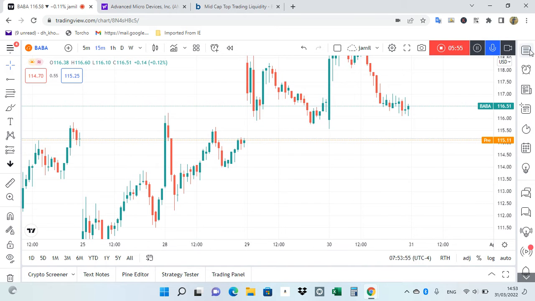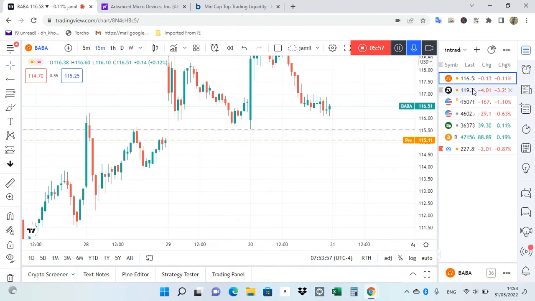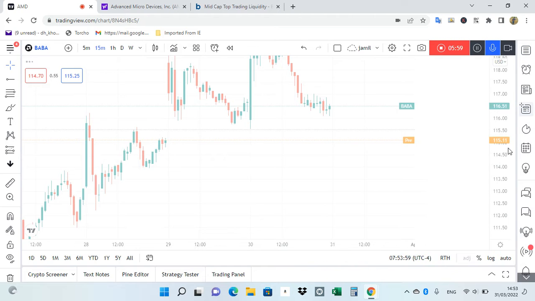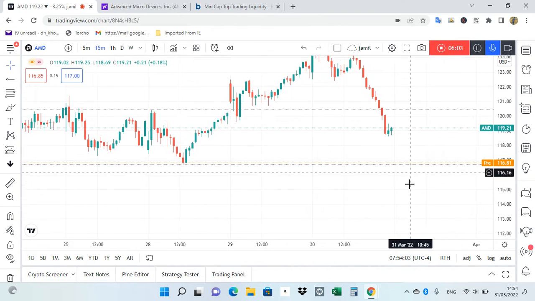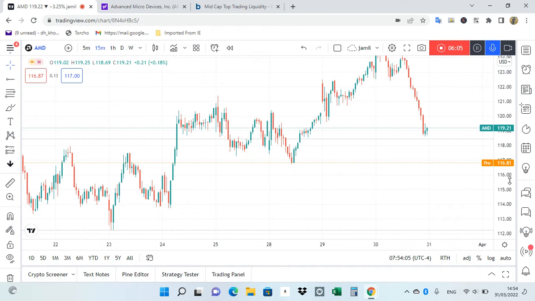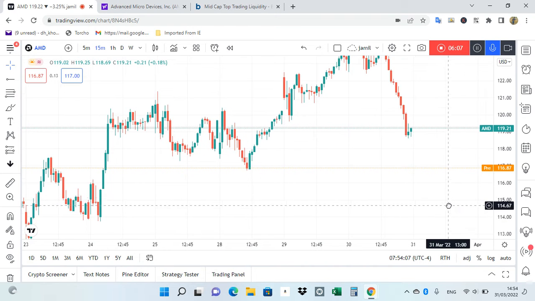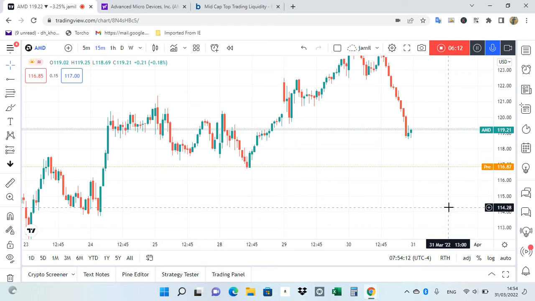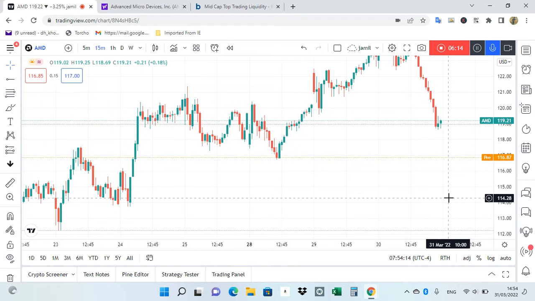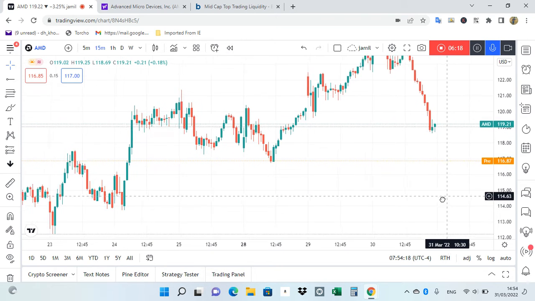So let's jump into the next trade, next stock, which is Advanced Micro Devices. I usually trade these two stocks. If you guys trade these two stocks, make sure you do your own analysis and match my analysis. If it is working for you, do it. If it is not, completely don't do it.